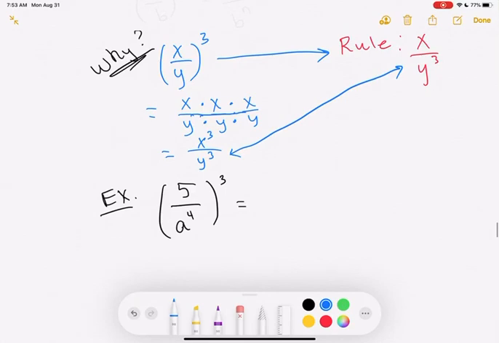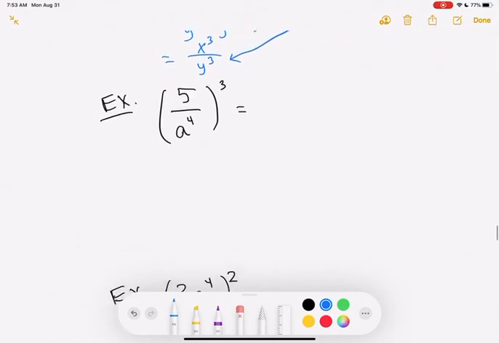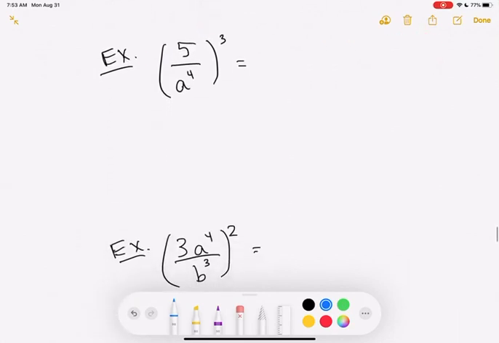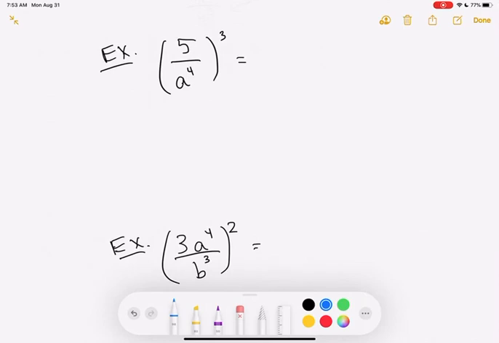Now, I think I just have 2 of them for you to try. I don't know if I can squeeze them both on the screen. Yep. There we go. Go and hit pause and try those guys.